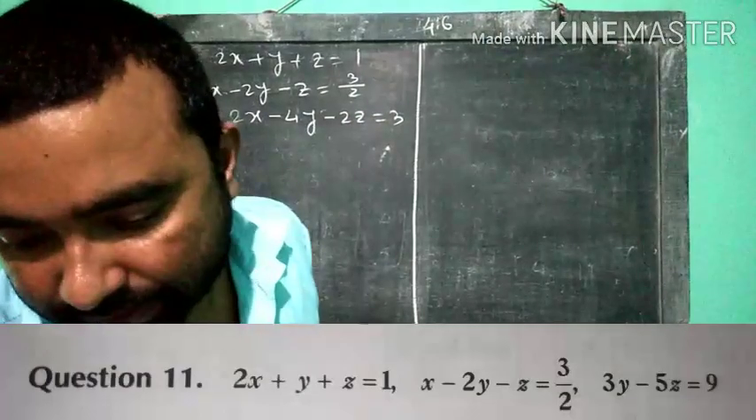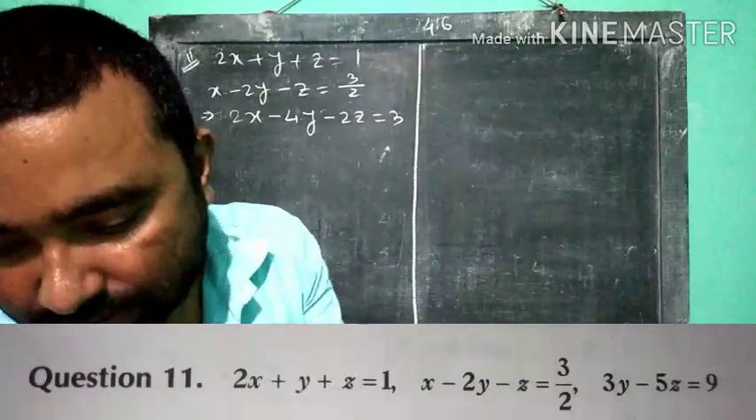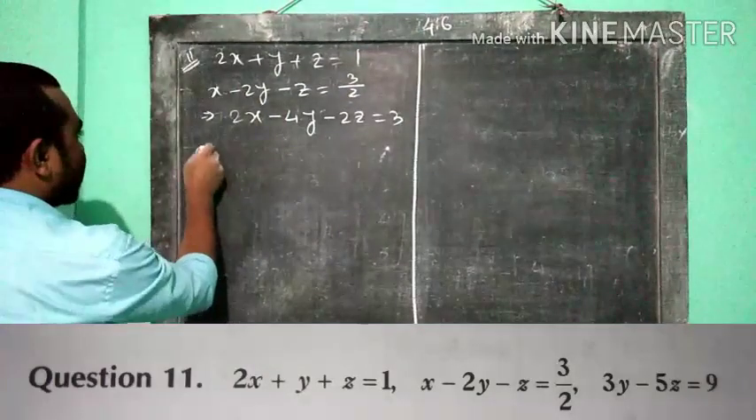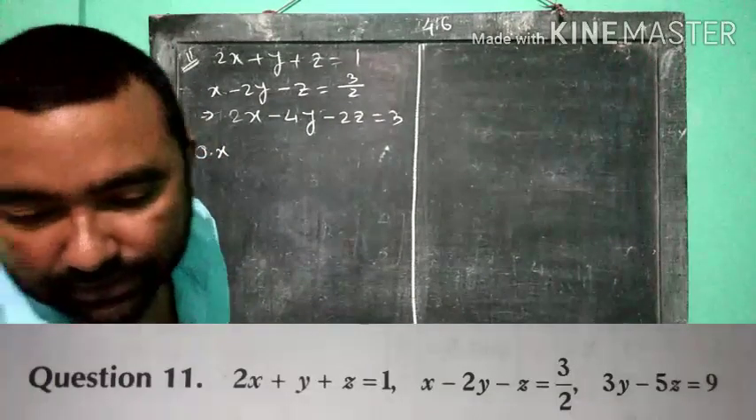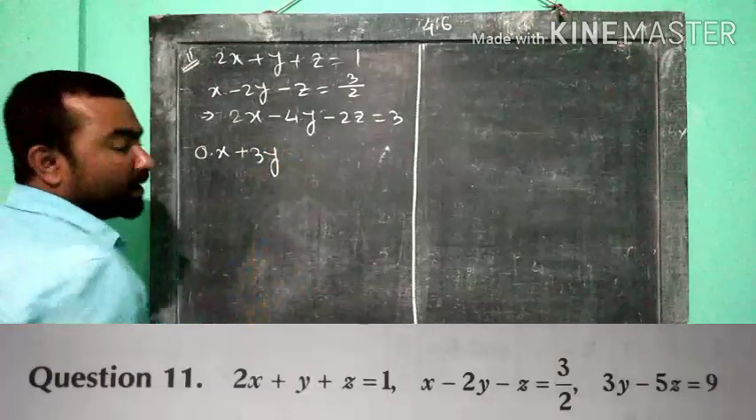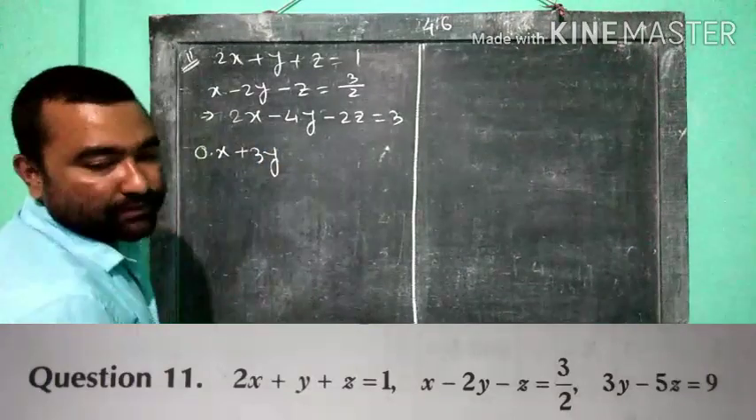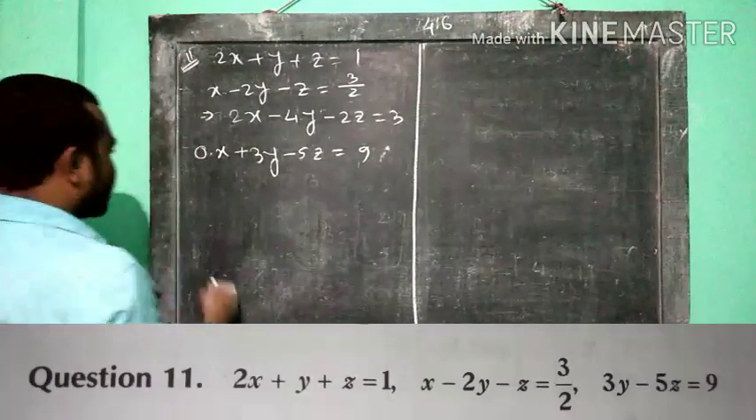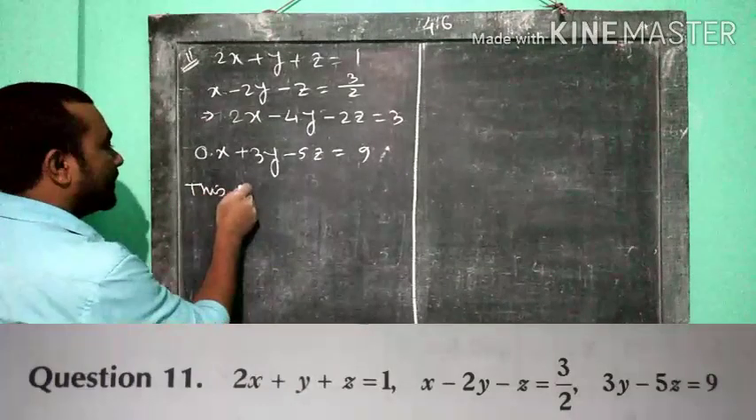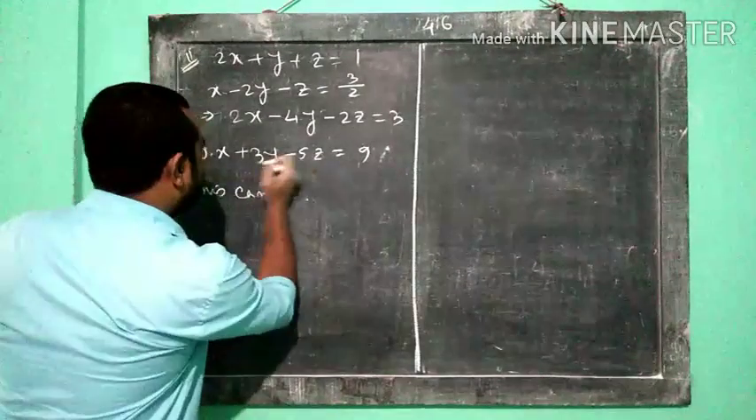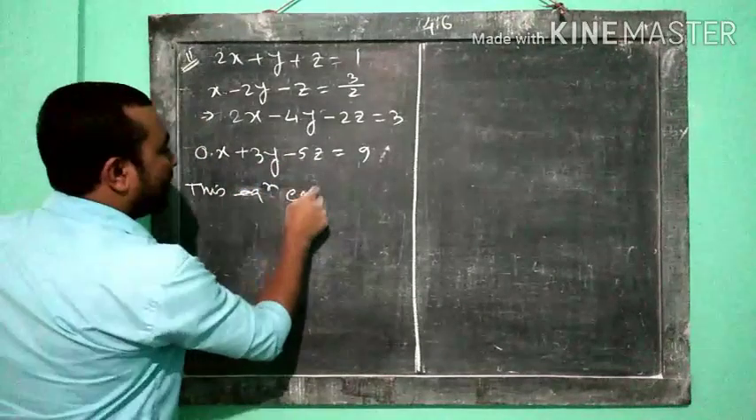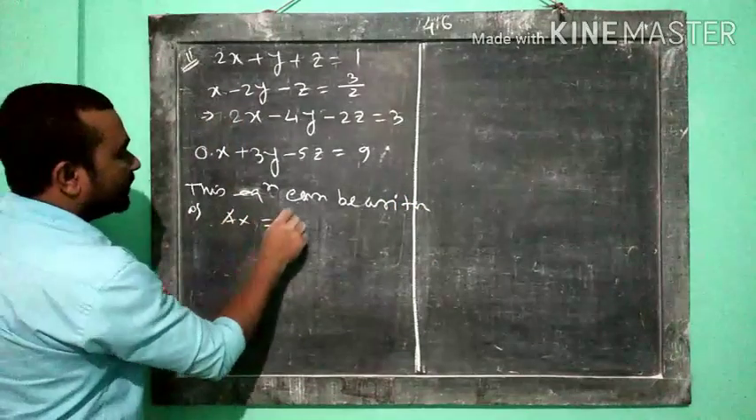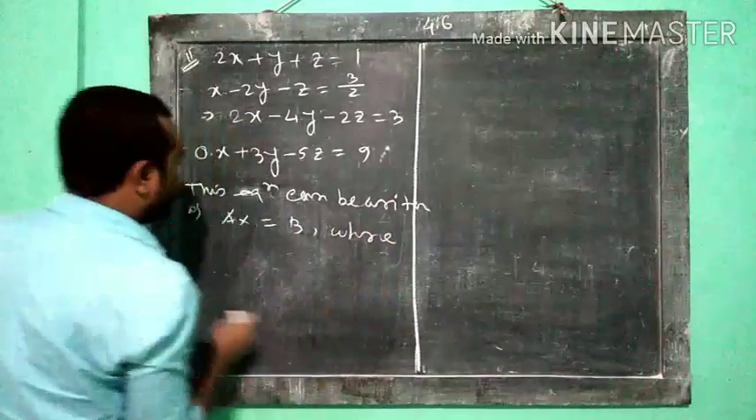And lastly, the last equation is, x is not given here, so you write here 0 into x plus 3y minus 5z equal to 9. So this equation can be written as AX equal to B, where A equal to, what is A?